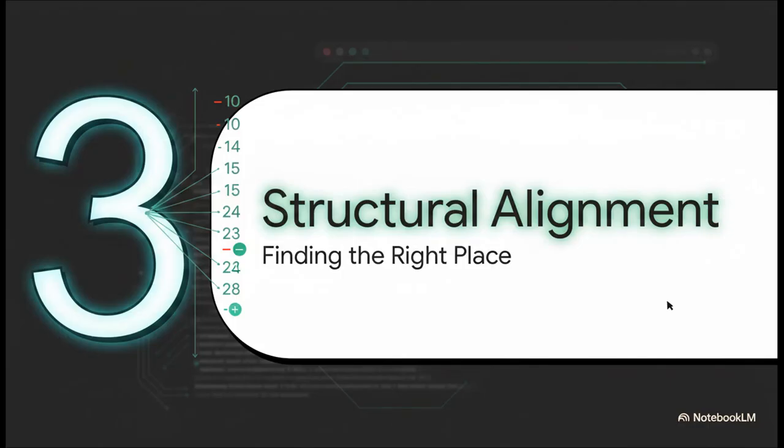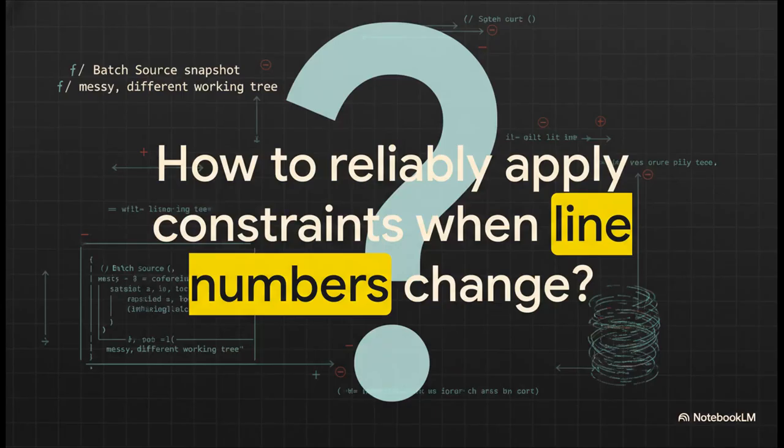Okay, so we've got our rules, our constraints, that's great, but hang on. How does the tool know where to apply them? You've been editing the file. The line numbers are totally different now. This is where alignment becomes super important. Right, this is the core challenge. You defined a rule based on that frozen-in-time batch source snapshot, but now you have to apply it to your current, messy, totally different working tree. How does it find the right spot without messing things up?